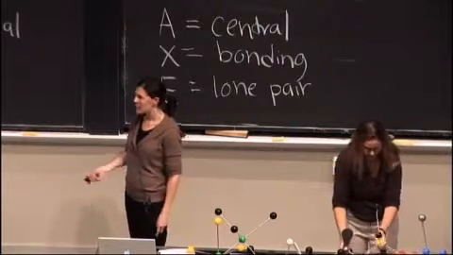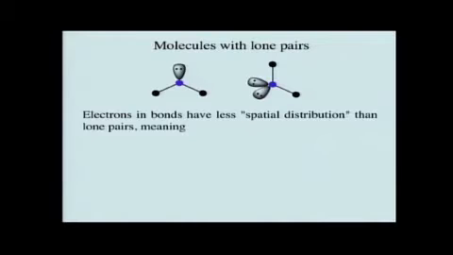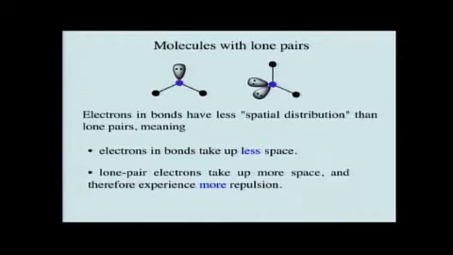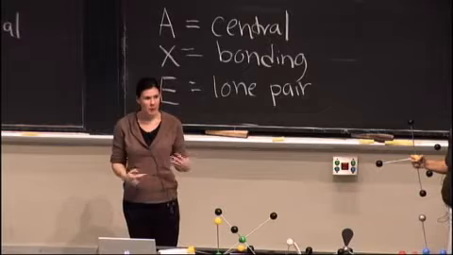And now let's think a little bit about once we do have molecules with lone pairs. The biggest point to keep in mind when we're comparing lone pair electrons with bonding electrons, or electrons in bonds, is that electrons in bonds have less spatial distribution than lone pairs. That's just a way of saying that electrons in bonds take up less space. Lone pair electrons take up more space, and this means they're going to experience more repulsion, either with other lone pair electrons or with bonding electrons.